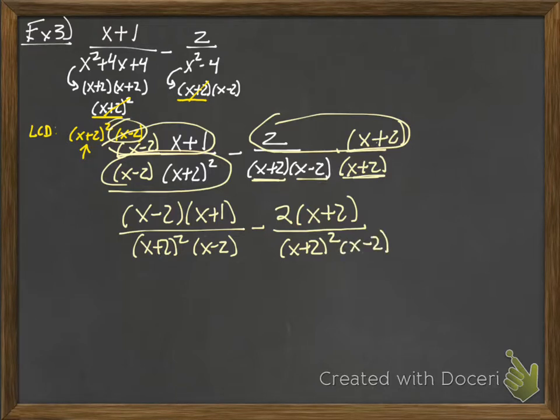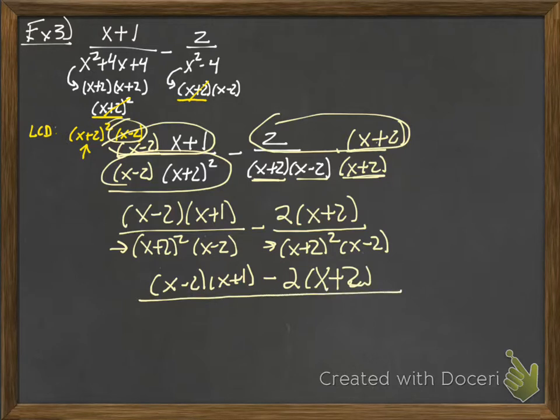So notice now we are in great shape because these denominators are exactly the same, so I can combine the numerators. If we do that, we're going to have x minus 2 times x plus 1, minus 2 times x plus 2, all in the same numerator over the common denominator, x plus 2 squared times an x minus 2.